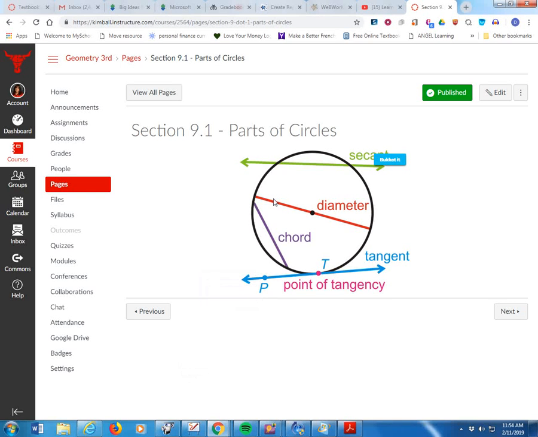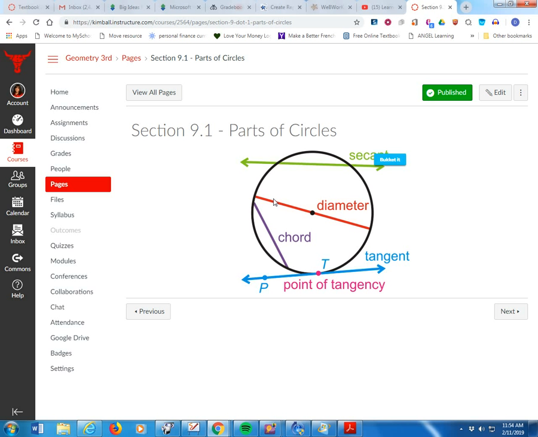Okay, like most sections, the first section of a chapter is usually the easiest. This one, we're just going to learn vocabulary of circles. Several of these terms you've seen before, radius, diameter, those kinds of things. Some of them you haven't.